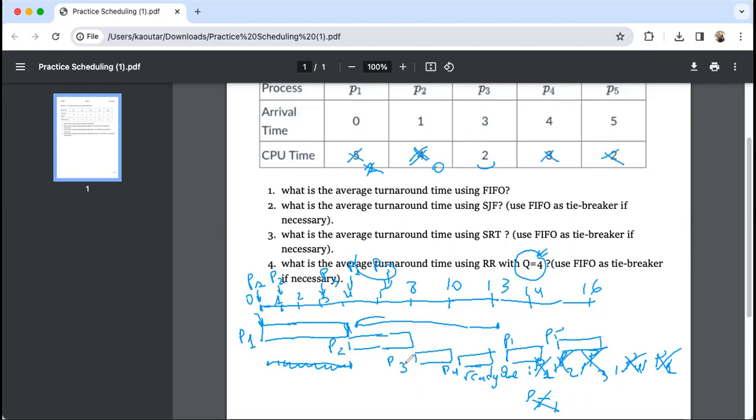Same thing for P3, it was not interrupted. It only waited from 8 to, so P2 arrived at time 1. So it waited between this period to this period. P3 arrived at time 3. So it waited from 3 to when it started, to 8, and so on, okay? So always make sure that you count all the time that each process went back to the ready queue.